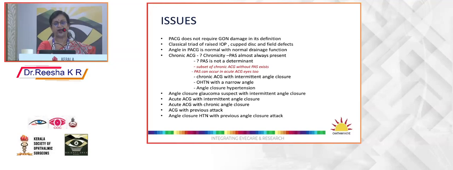Unlike primary open angle glaucoma, where you have a triad of raised intraocular pressure, cup disc, and field defects, PACG does not require glaucomatous optic neuropathy damage in its definition. An angle is essentially normal. In chronic PACG, the peripheral anterior synechiae is almost always present. But one should understand again that the fallacy is that a subset of chronic angle closure can exist without peripheral anterior synechiae. And similarly, in acute angle closure glaucoma also, you can have cases with PAS.